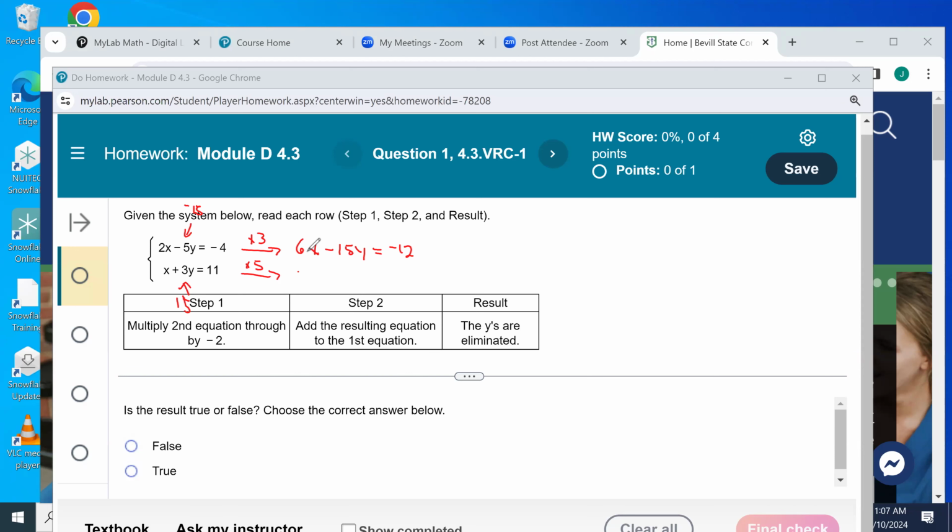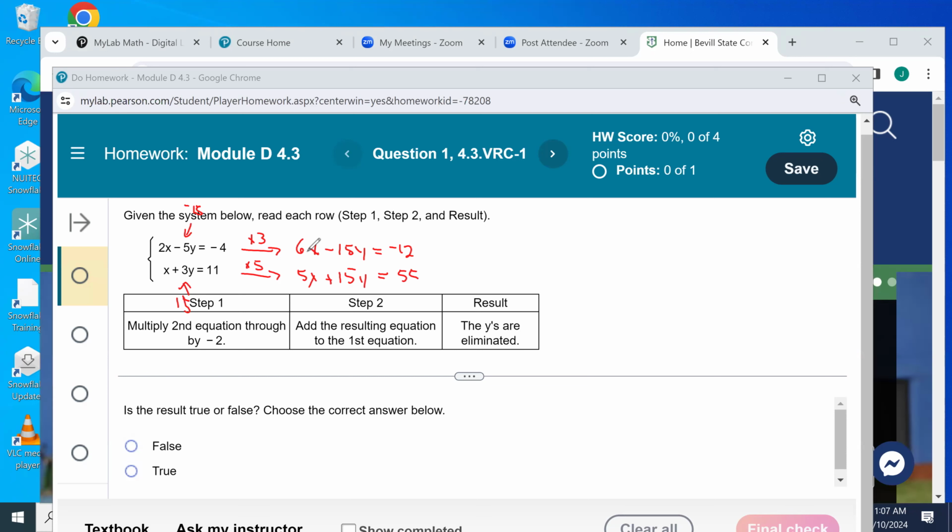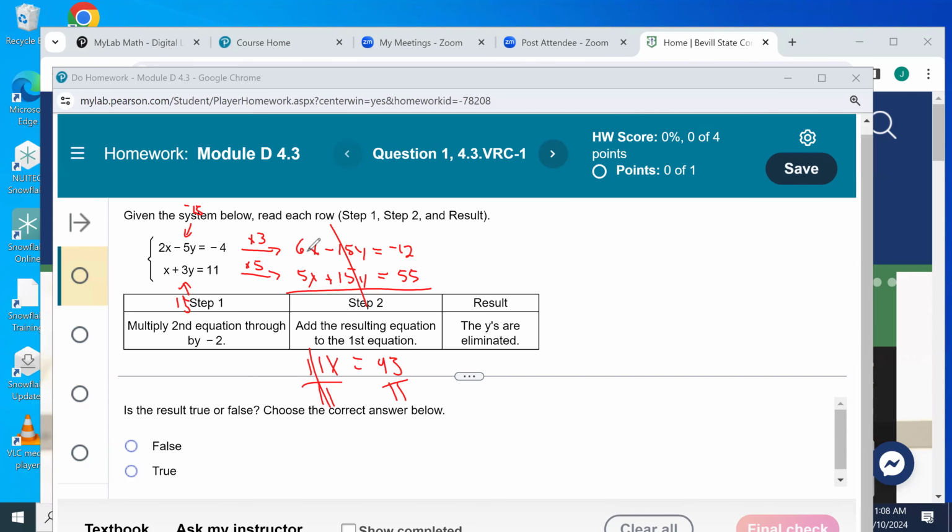5x plus 15y equals 55. And now if I add these up, sure enough, the y's are going to cancel, and I'll get 11x equals whatever that is, 43. And then x would be 43 over 11. That's what x would turn out to be.